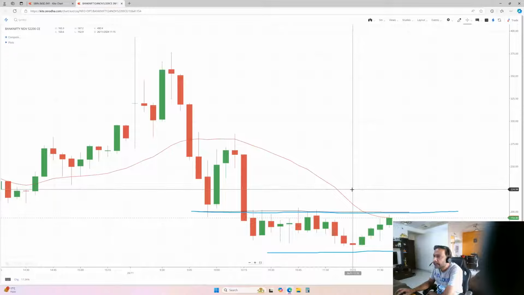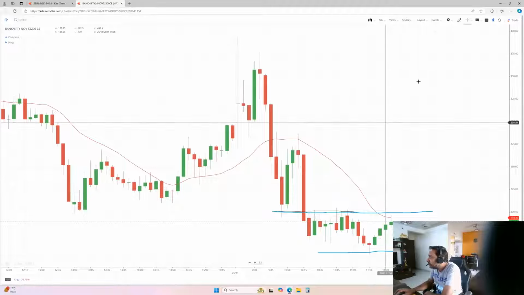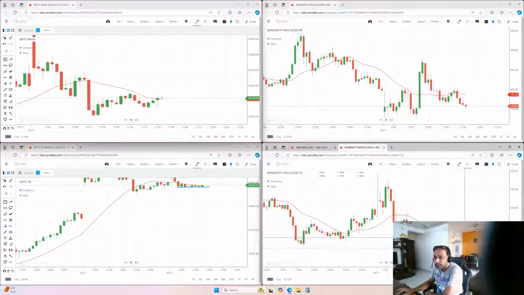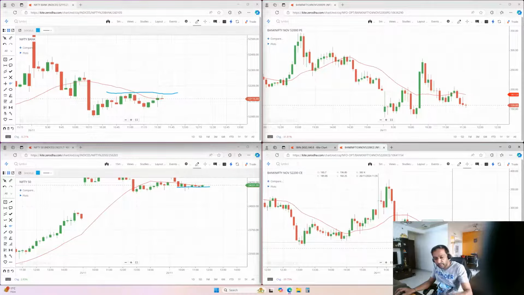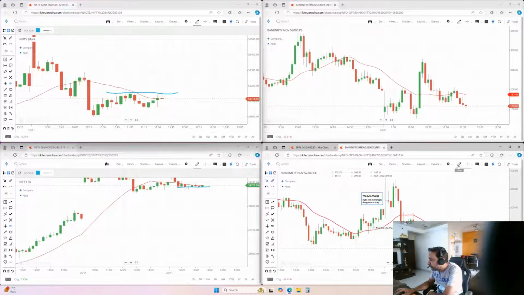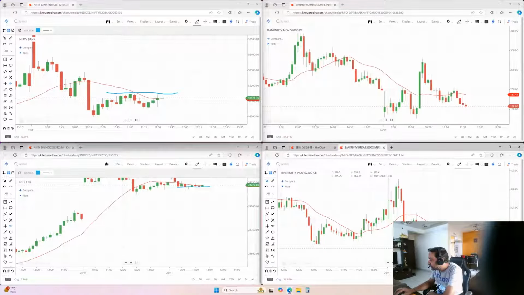Okay, it has made a low of around 152 or 153. So if I would plan the trade on the call side, I will wait for Bank Nifty to cross this 150 level, as we have seen. Let Bank Nifty cross this 150 level, then by that time the premium will cross and test this 200 level.